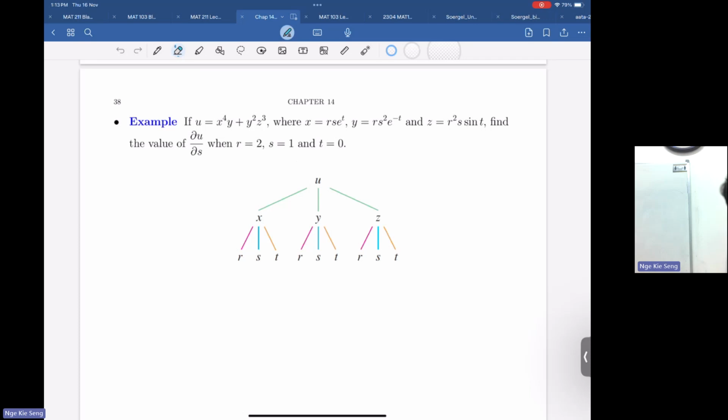Okay, try and compute this del u del x as a warm up. So this question has an extra variable than what we discussed, but you should use the same tree method to construct the formula.